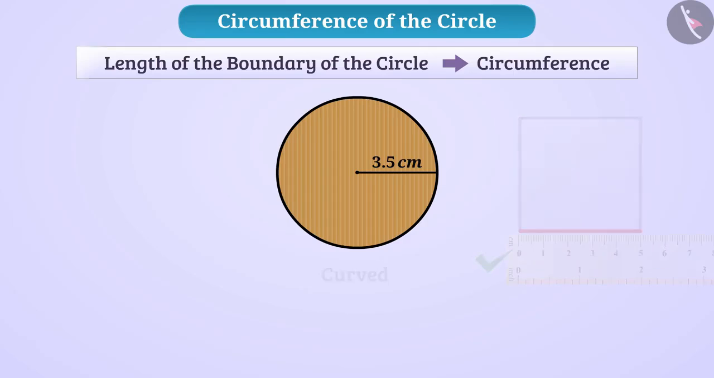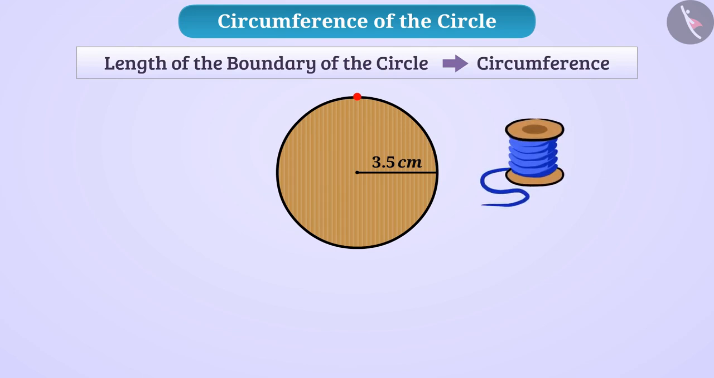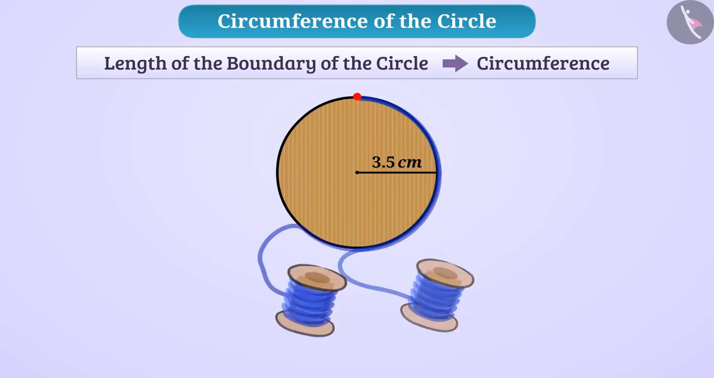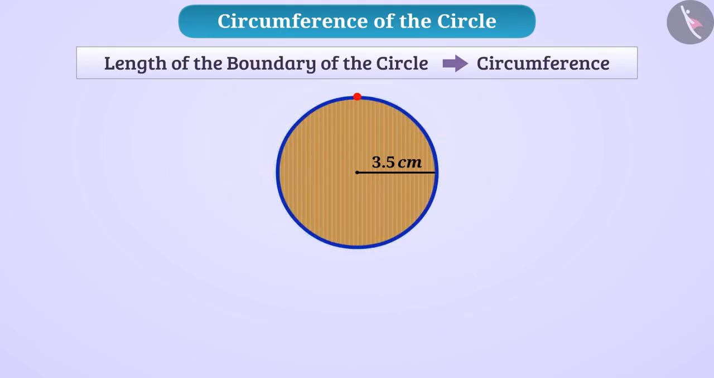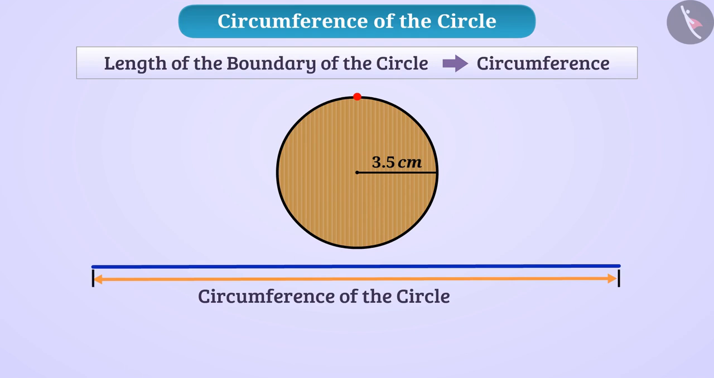To find the length of the boundary of the circle, mark a point on the boundary and place a thread on this point and move it along the edge of the circle. The length of the thread required to reach the starting point, that is, to make a complete round, gives us the idea of the circumference of the circle. In this case, the circumference of the circle is 22 cm.